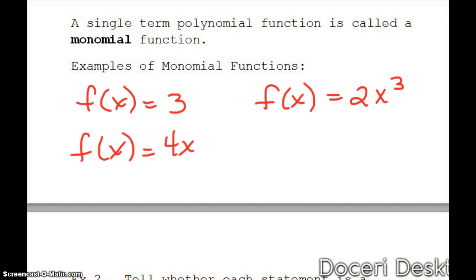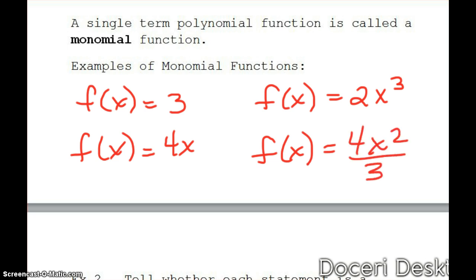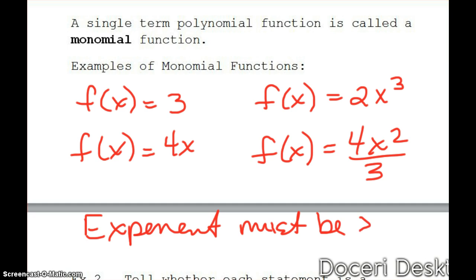I put an exponent of 3, and then f of x equals 4x squared over 3. Now, even though we have a denominator there, that's fine. The thing that you need to be aware of is that the exponents must be greater than or equal to 0. And then you've got a monomial function. Otherwise, if you make it negative, you're going to have your variable in the denominator, and then it's not a monomial function anymore.